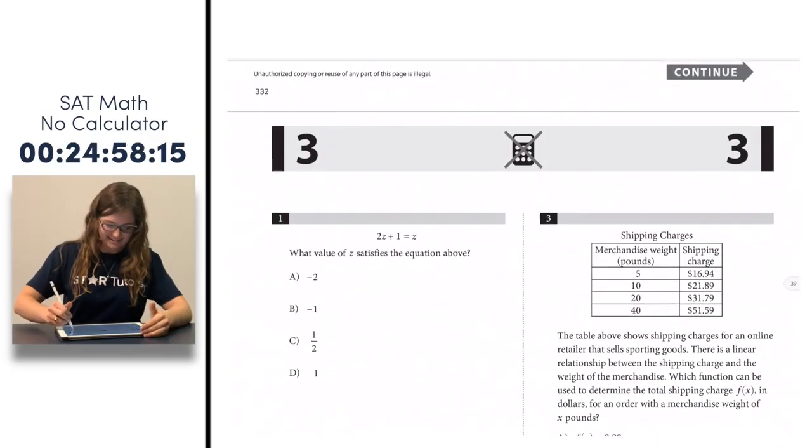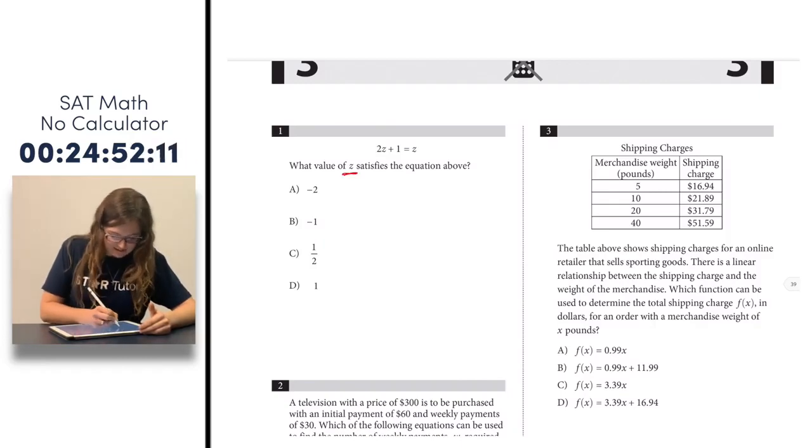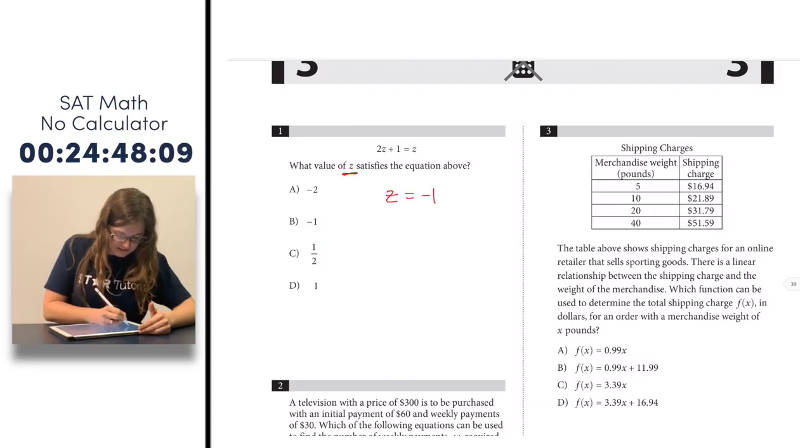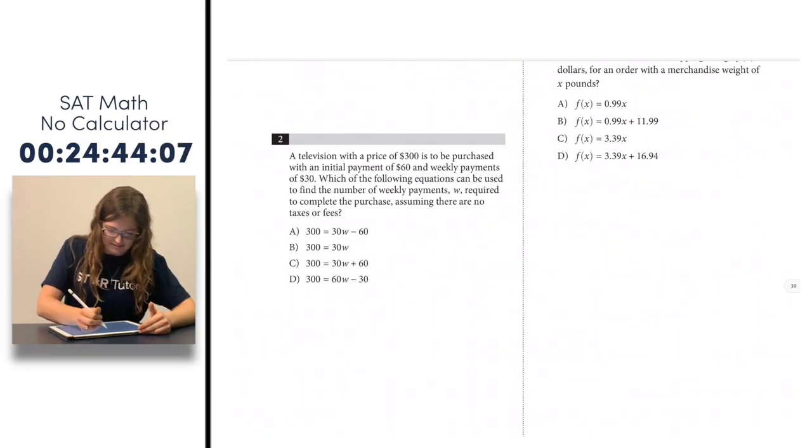All right, question number 1. 2z plus 1 equals z. What's the value of z in this equation? We subtract the z over, we get z equals -1. B. Great. That was a nice, easy one right off the start.